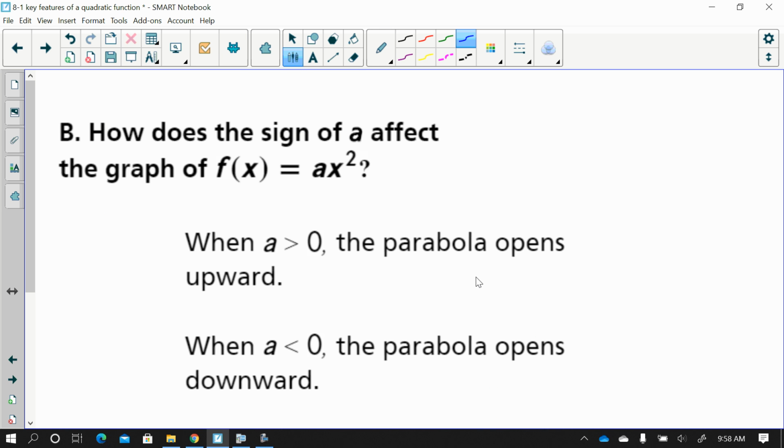So when A is greater than 0, the parabola opens up. When A is less than 0, the parabola opens down. It doesn't matter if it's opening down or up, we still can get skinnier and wider.